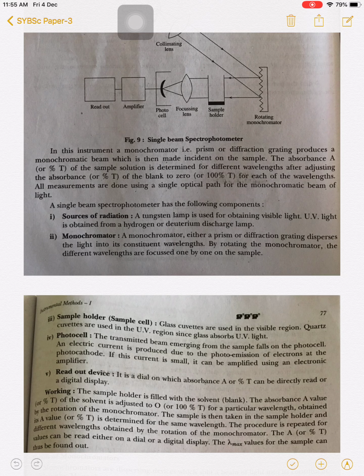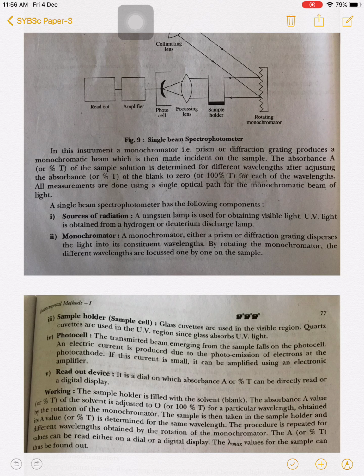So when the sample is in the solvent, the same solvent is used as a blank for the determination of the concentration. The sample is then taken in the sample holder and its A value is determined for the same wavelength. The procedure is repeated for a different wavelength obtained by rotation of the monochromator. That is, when the sample is put in the sample holder, we are calculating the absorbance for different wavelengths of radiation. The procedure is repeated for different wavelengths, and then we come to the analysis of the result.